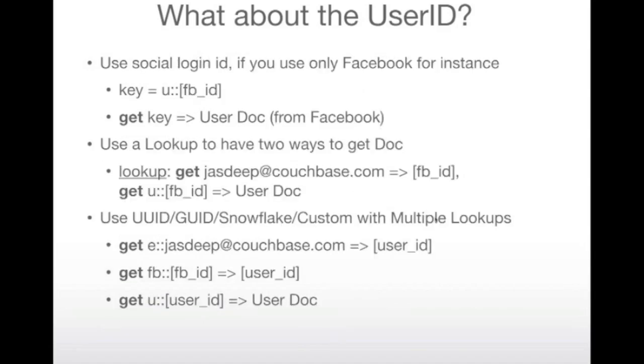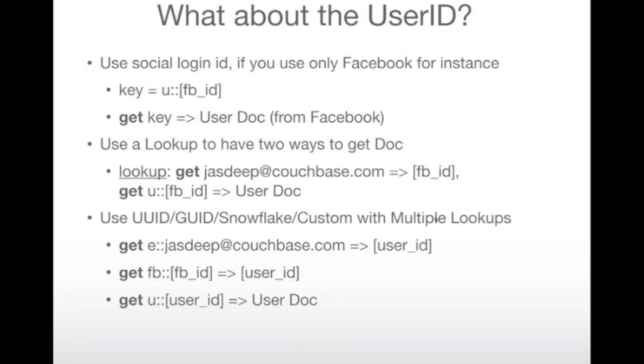I can also use social login. So if I'm only using Facebook, just one social login, I don't need a lookup. When I get the authentication from Facebook, the post authentication, I have their Facebook ID, and I can just store that directly, user or U::, and the Facebook ID. And then when they re-authenticate with Facebook, I've got their Facebook ID, so I can do a get on that key and no problem.